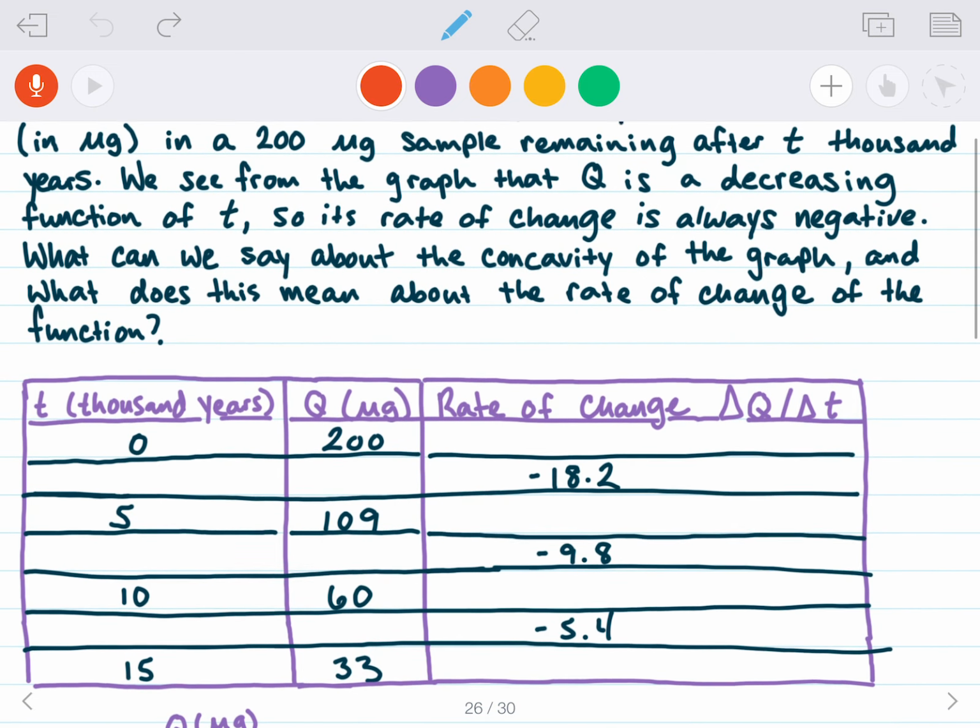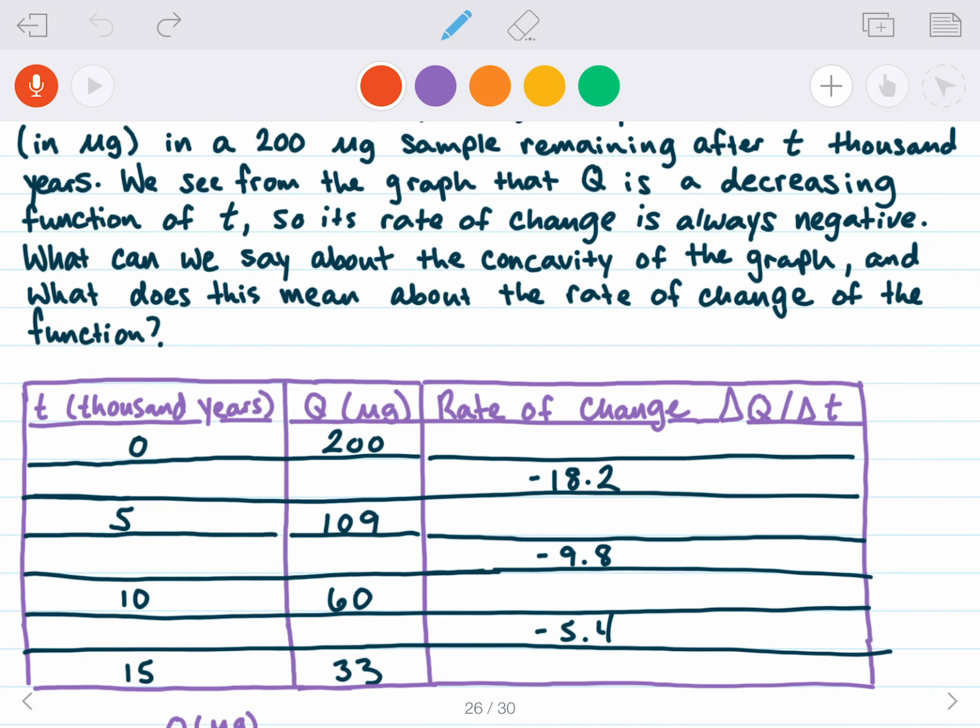So let's first analyze this table. Okay, so here this is our input, t thousands of years. This is acting like our x. That helps you remember it. And this is our output. This is how many micrograms of the carbon-14 is left after t thousand years. And we can think of that as our y. And then we have our rate of change, delta Q over delta t, which is basically just the change in y over the change in x. You can think of it like that, the slope.